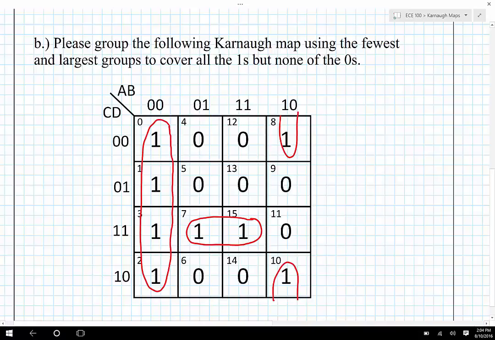But there's one thing that didn't come up in today's lesson that I wanted to mention to you, and that is that there is a special group. The 4 corners form a group. If you wrap around the vertical and the horizontal edges at the same time, you form a group of the 4 corners. Now, that is kind of tricky, but it also means that instead of having a group of 2 to cover cells 8 and 10, now I have a group of 4. And the larger the group is, the smaller the product term is going to be, and therefore the more optimized the circuit design is going to be.